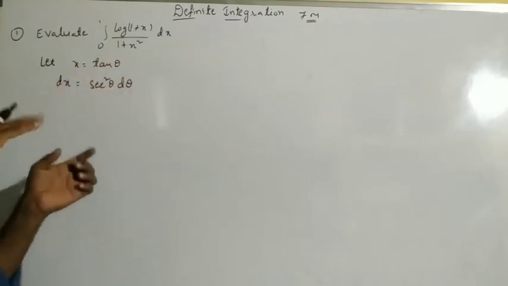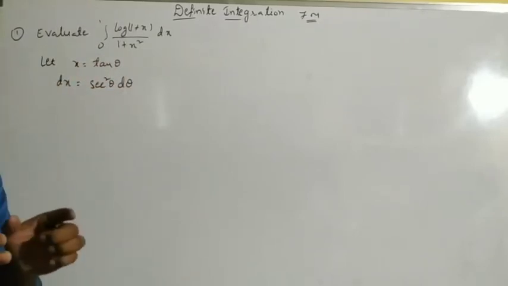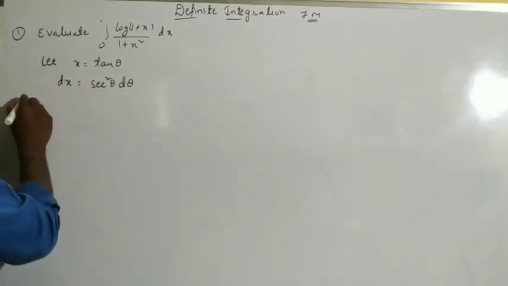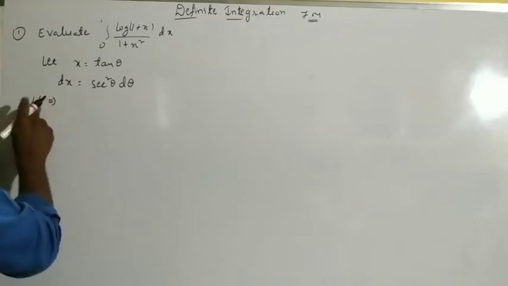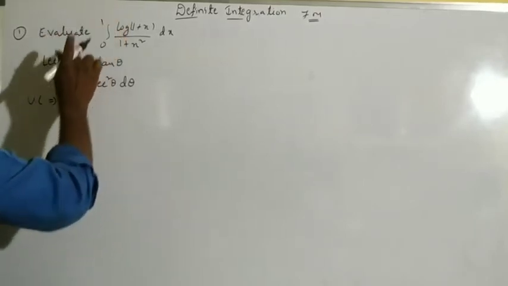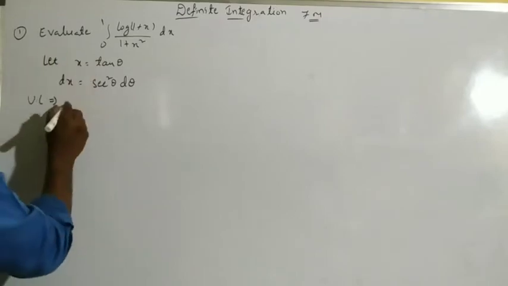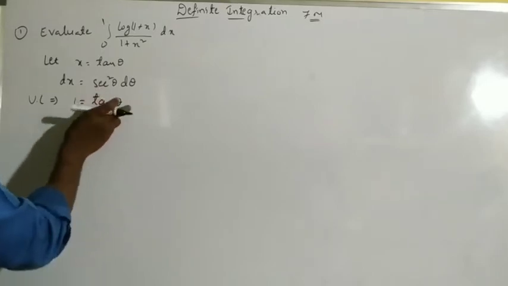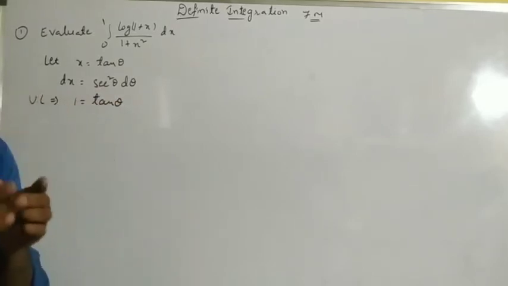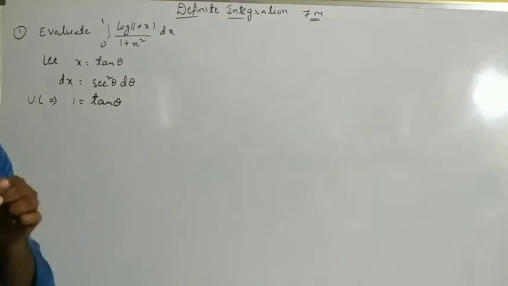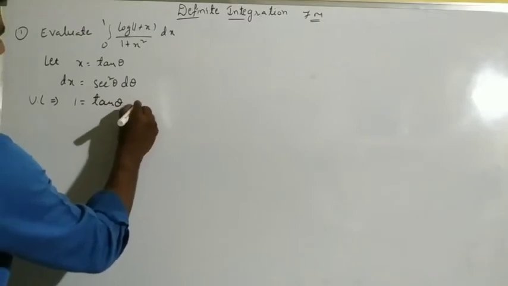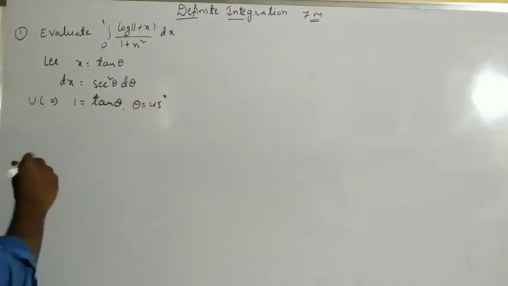Next, we have to substitute. When we take x equals something, we have to find the upper limit and the lower limit. First, the upper limit: it is 1, so in place of x we take 1. So tan theta equals 1. For what value do we get tan theta equals 1? Tan 45 degrees equals 1. So theta equals 45 degrees.